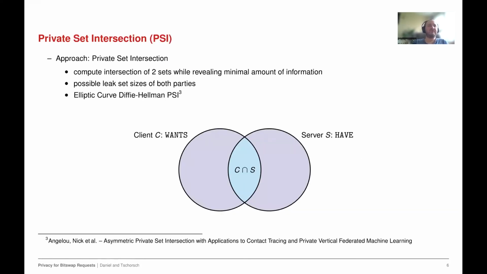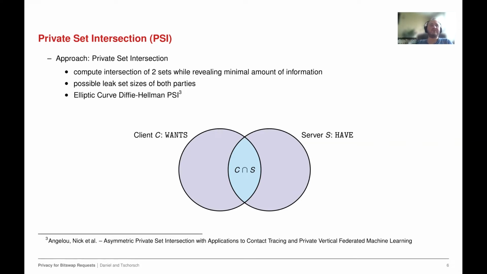Now, the next approach uses private set intersection. Private set intersection is used to privately compute the intersection of two sets. And those two sets are, in our case, on the one hand, what the client is interested in, and on the other hand, the stored CIDs by the server. This private set intersection can leak the set sizes of both parties, so the number of CIDs the client is interested in and the number of blocks the server stores.